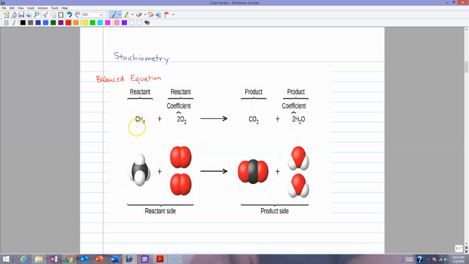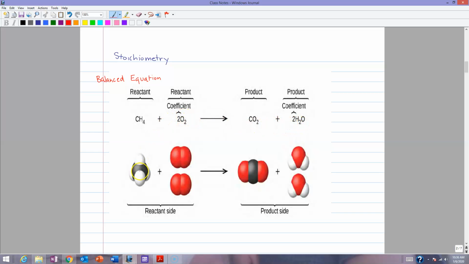In this equation, I'm being told that I have two reactants, CH4, which is methane, and O2, which is oxygen. Remember, oxygen is diatomic, so it's always going to have a 2 as a subscript. And I also have two products, carbon dioxide and water.